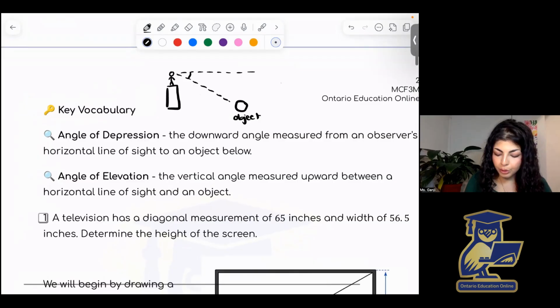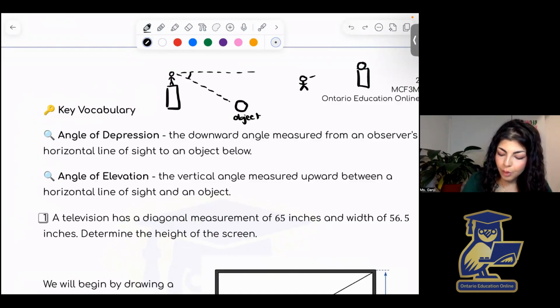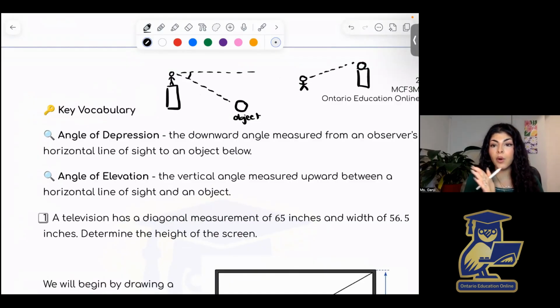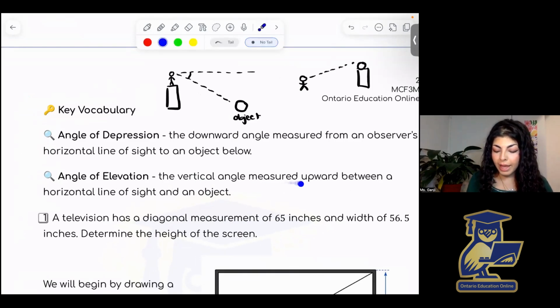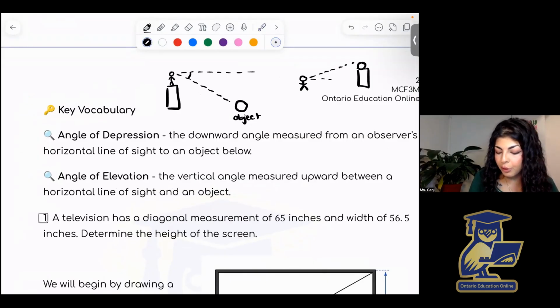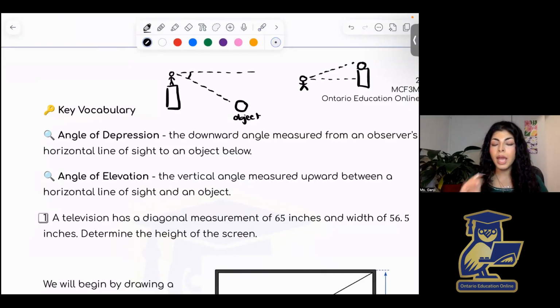So now, suppose you are standing on the ground, and on top of a tower, there's an object. Now, from where you're standing, if you are looking up, this is angle of elevation because it's going upward. So it is the vertical angle measured between a horizontal line of sight and an object. So again, consider if you're looking horizontal. And now when you're looking upwards, the measure there is going upwards, whereas in the angle of depression, it's going downwards.